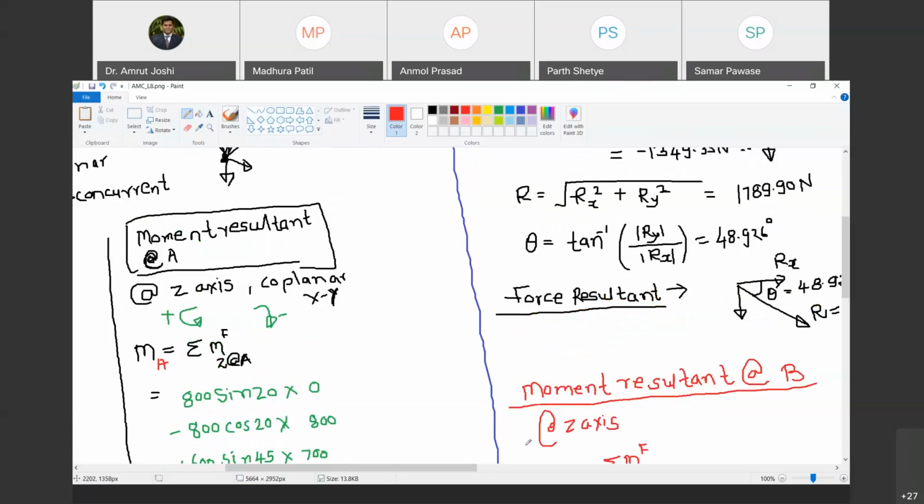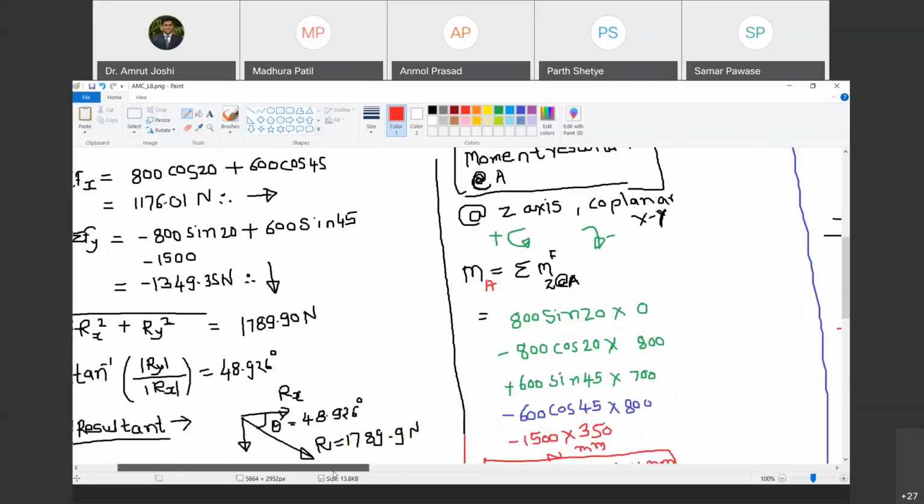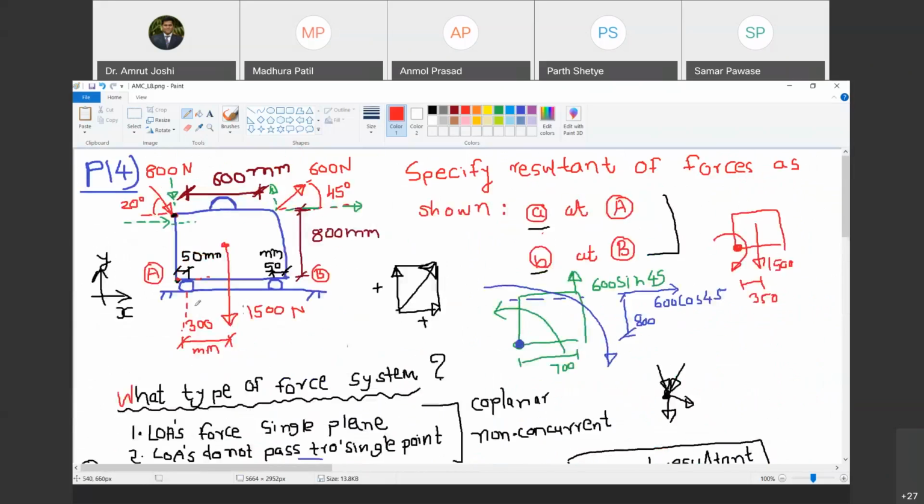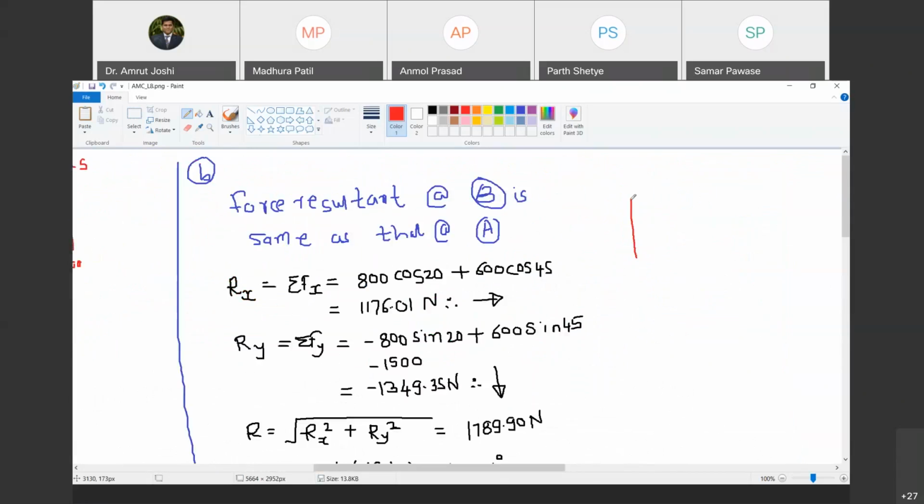Yes, sir. Okay, let us calculate. We are going to do it the same way. We are going to do resolution of forces and then find out the moment at B. Now tell me, 800 sine 20, the vertical component of 800. Is it going to have a moment at B? Yes, sir. So for your ease, I will draw the diagram.